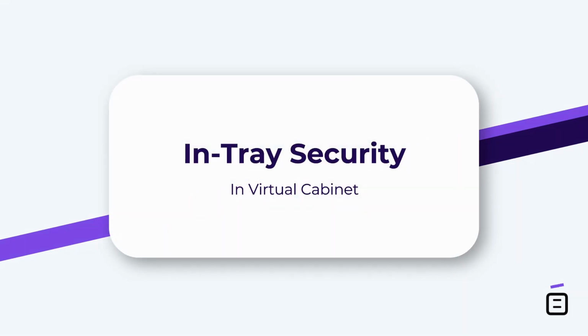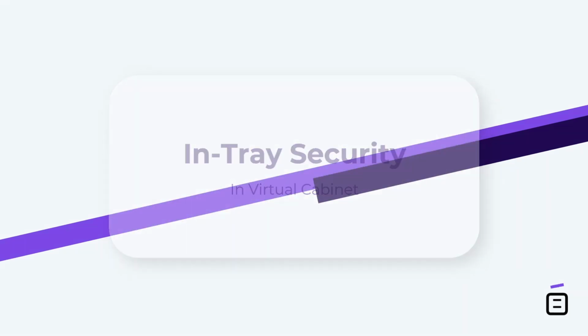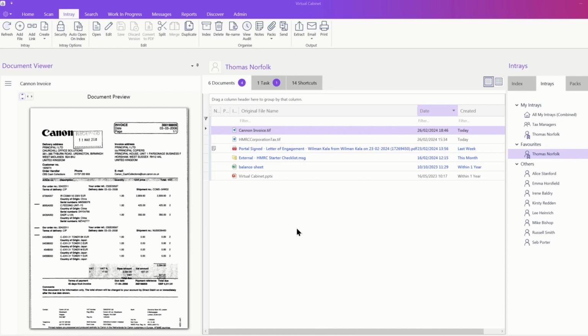Okay, now we've finished on distributing documents. Access is an important part of VC, so let's move on to in tray security. There's actually plenty of security around the in trays in Virtual Cabinet as well.